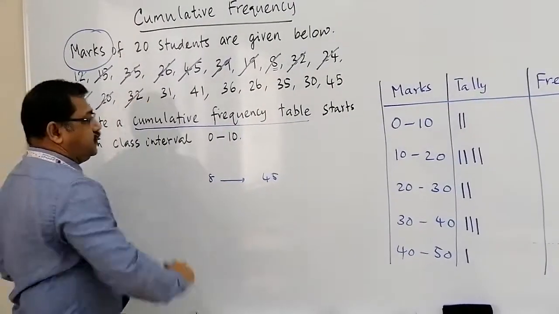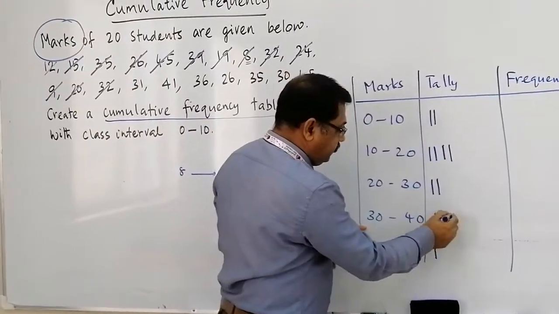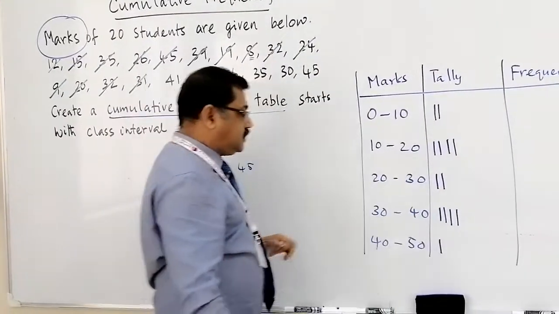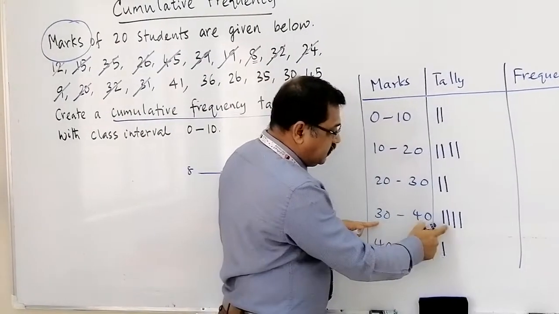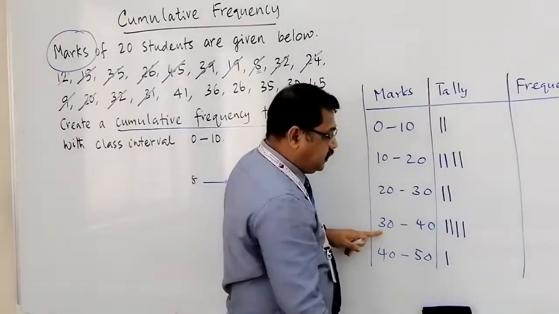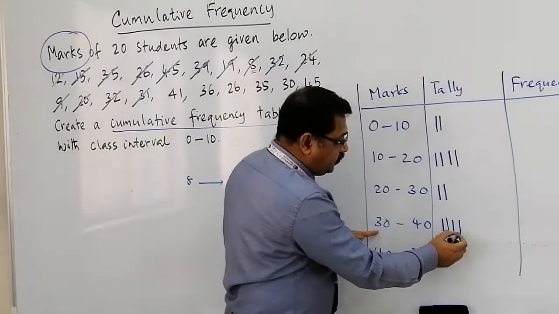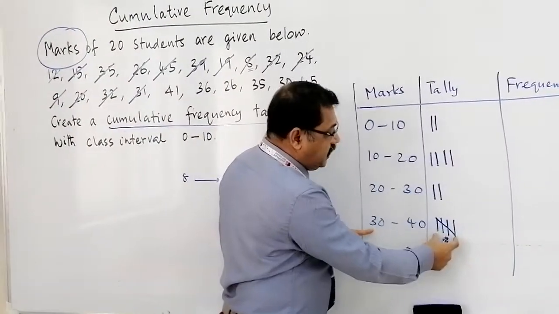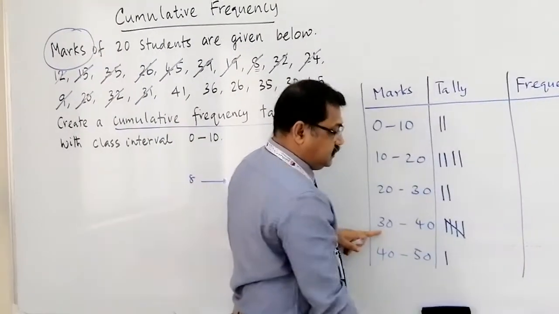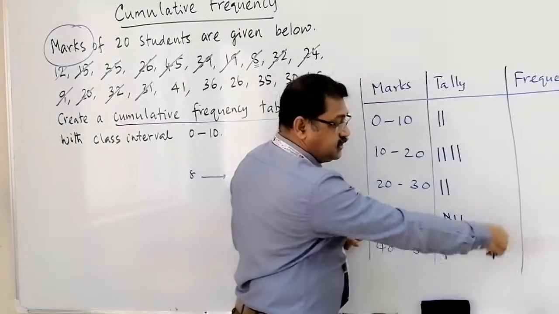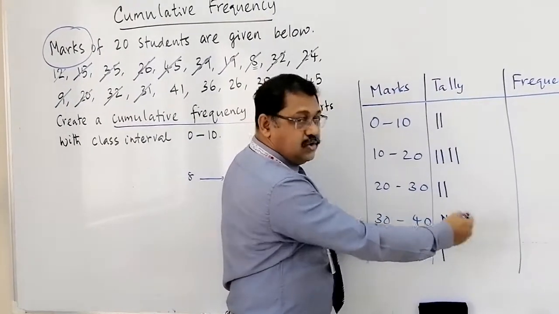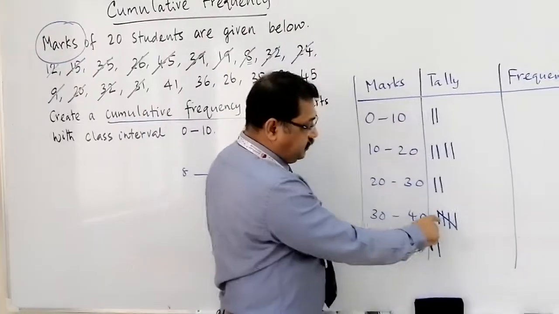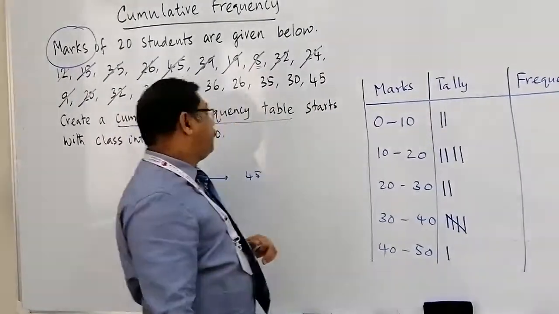Now 32 falls here, and 31 falls again in the same interval. Now look here, the tally mark is going to be the fifth one. Once it reaches 4, the fifth one we mark as a diagonal line, which helps you with counting at the end. If you count all the tally marks as single lines, you have to count them all the way. But in blocks of 5s, we can easily count. That's why we make the fifth one a diagonal line.